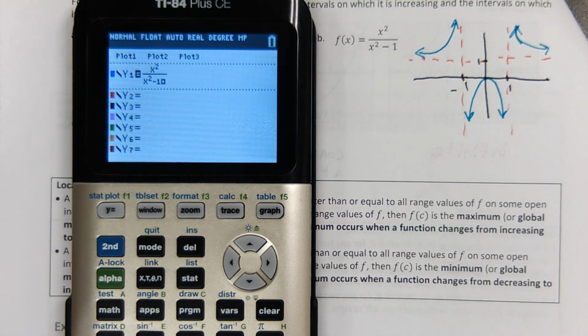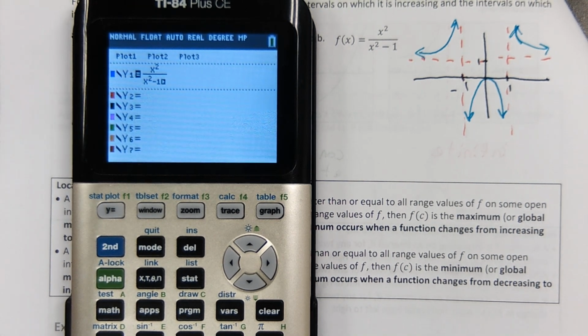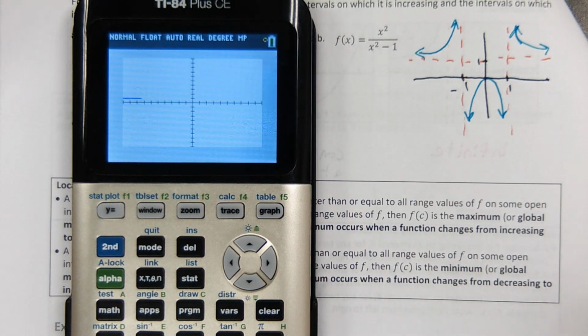There we go. All right, so again, zoom 6 typically, but I did just see that my graph is a 10 by 10 by 10 by 10, so I'm just going to hit graph. And it's going to give me something similar to what I drew. Now mine's hyper exaggerated so I can see the asymptotes better, but there it is.